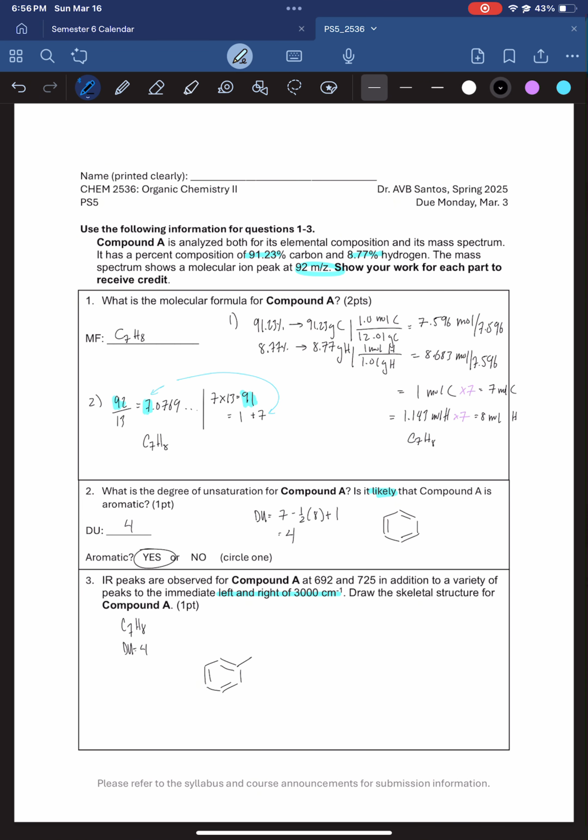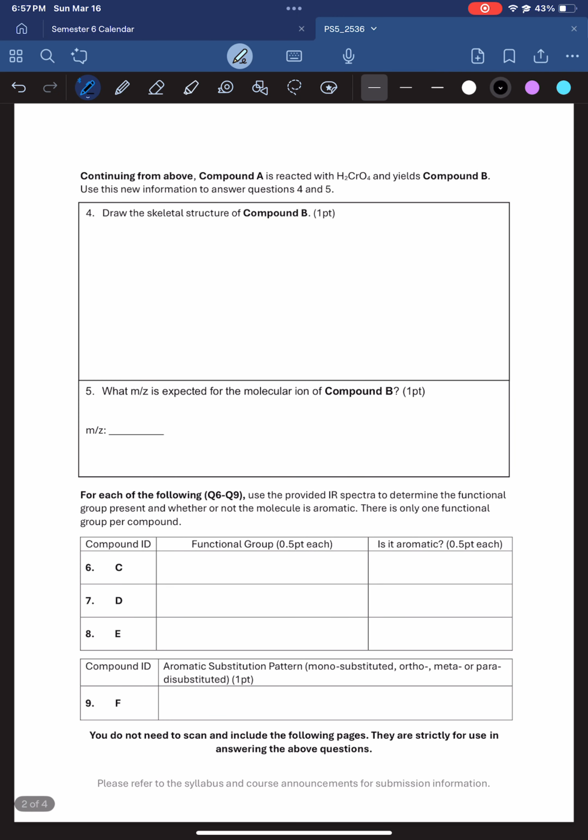And I believe you guys are going to be given the different substitutions for para and mono and that kind of stuff. So I wouldn't stress about memorizing each individual peak location, but just know how to use the chart and how to interpret the graph when you're given it. Okay, let's move on to question 4. Continuing from above, remember to read the question carefully.